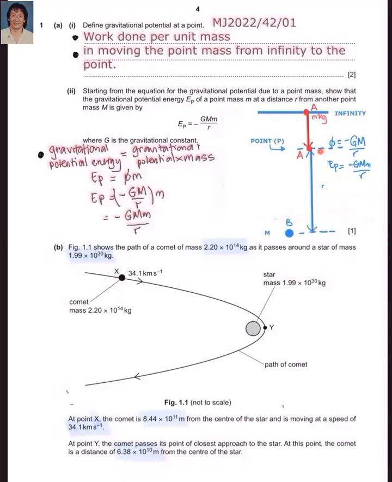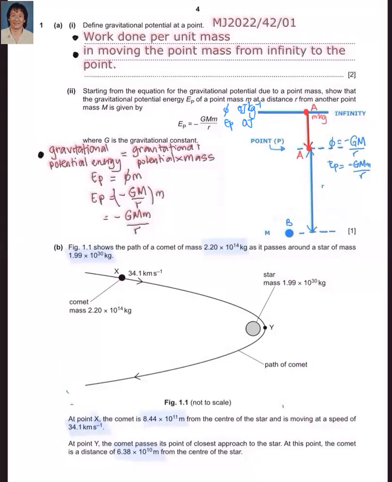The gravitational potential at infinity is 0 joule per kilogram, and the gravitational potential energy at infinity is 0 joule. This is the EP, and this is the gravitational potential. These two values must be memorized by you. You must know that the gravitational potential and the gravitational potential energy have a value of 0 at infinity.